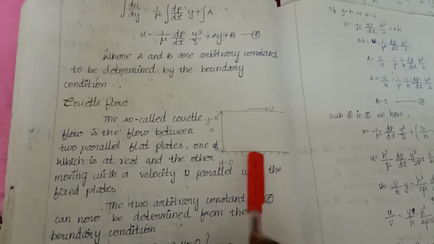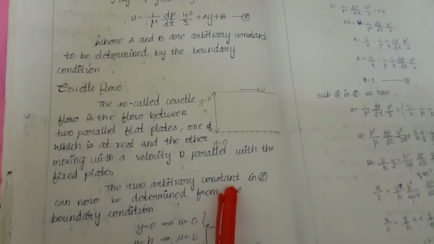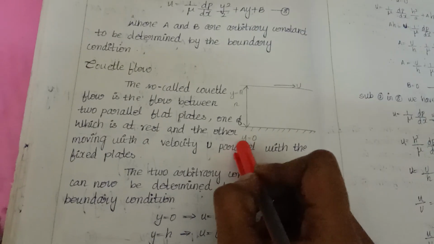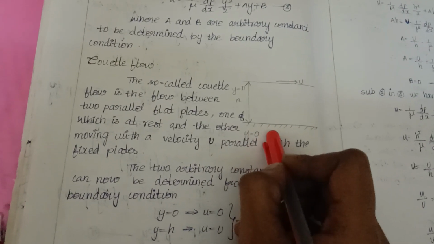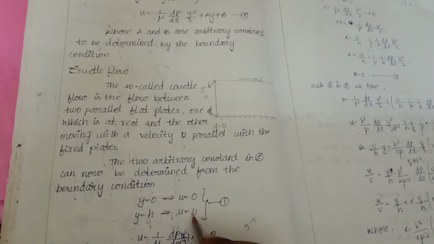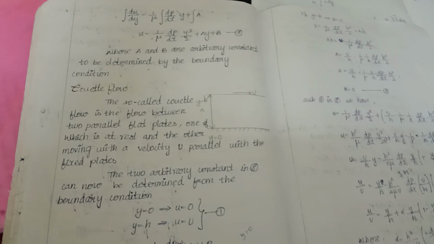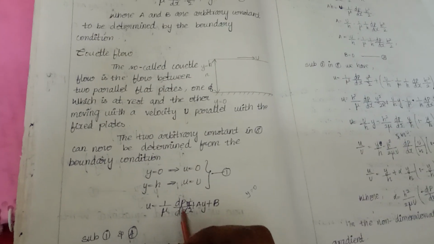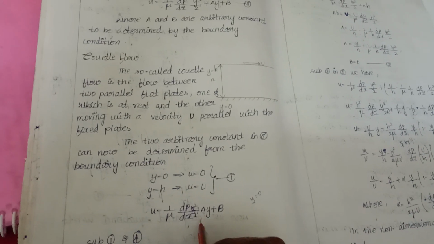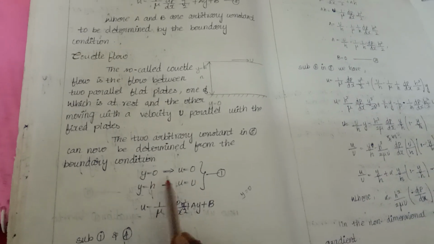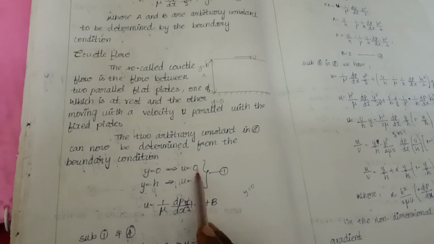So both are parallel, and the two arbitrary constants can now be determined from the boundary conditions. According to the boundary conditions, if y equals 0, the velocity will be 0, and if y equals h, the velocity will be capital U. So we already know the form of u: u equals 1 by mu dp by dx y square by 2 plus ay plus b. First substitute y equal to 0, u equal to 0, which means we get b equal to 0.